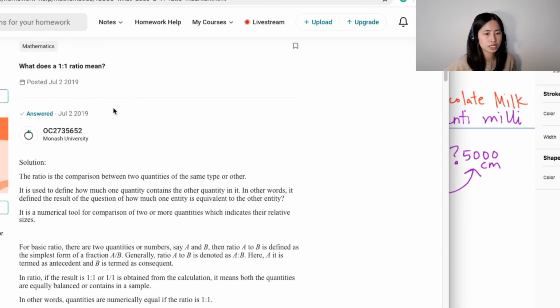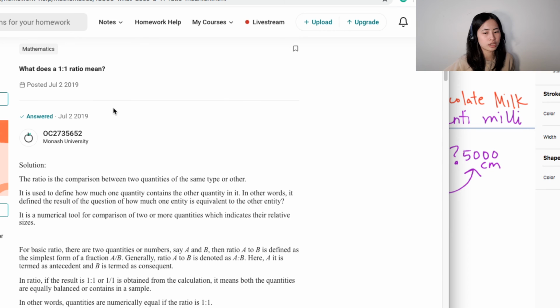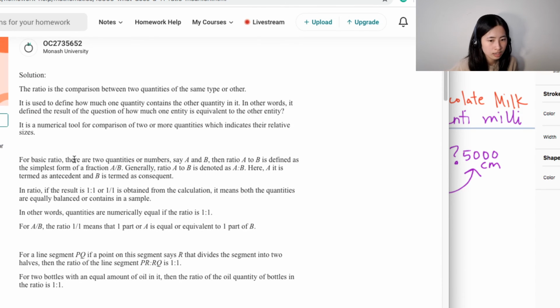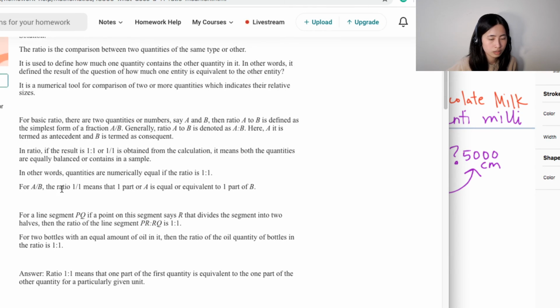Okay, so the next question says, what does a 1-to-1 ratio mean? And let's see. So they're using A and B. Yeah, it says quantities are numerically equal if the ratio is 1-to-1. And they're saying the ratio 1-to-1 means that one part of A is equal to the equivalent of one part of B, which is right.